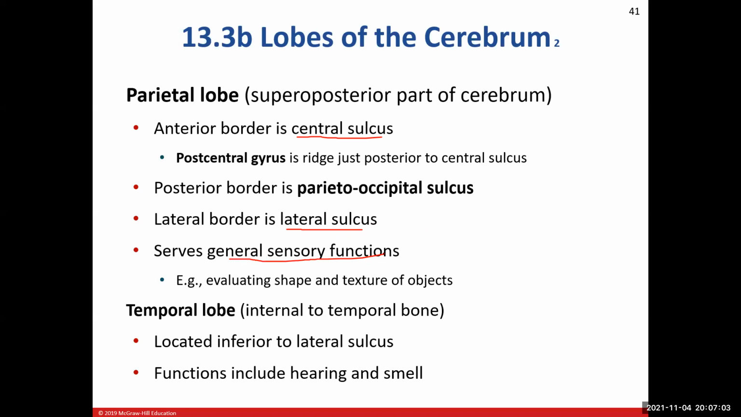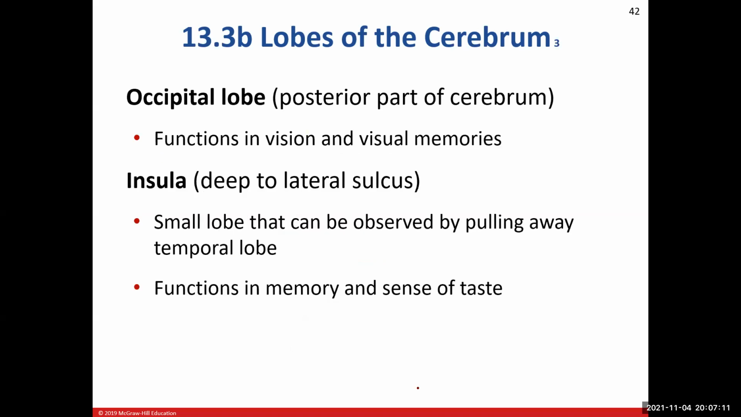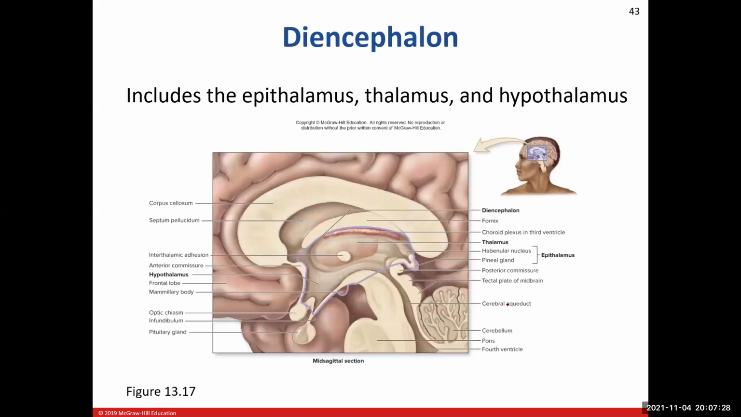Temporal lobe, right behind the ear there, right? It's going to be inferior to the lateral sulcus, hearing and smell. And then our last two lobes, the occipital lobe is going to be posterior behind the parietal lobe, and that's going to be for vision and visual memories. And then the insula, our invisible lobe or inside lobe, right, that is going to be for memory and then taste. Memory and taste. All right, so that's the cerebrum.